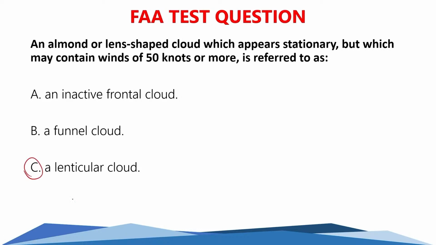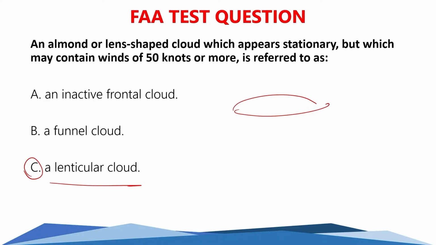All right, so correct answer, anytime that we're looking at any type of almond or lens-shaped cloud that's basically just hovering and sitting there, we call those lenticular clouds because of their shape, but that's also going to indicate that there is significant wind, usually greater than 50 knots. All right, let's push on.